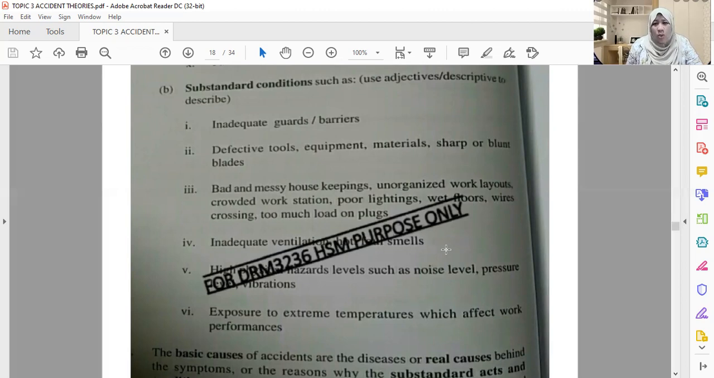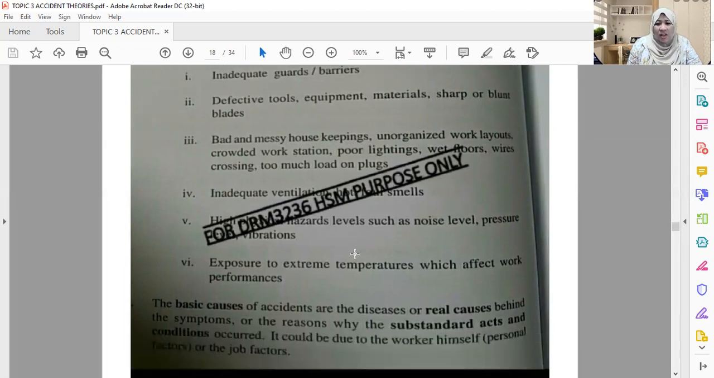Alright, and then wires crossing. Ini kalau ada like we told just now, like dangling wires, okay, selirat, okay, and too much load on the plugs. This is related to your case study. Inadequate ventilation, and then they have a very poor smell, hot and poor smell. Maksudnya bila awak ada aircon contohnya, misal kait dengan ventilation ni, when you smell it like this aircon, maybe it has a bad smell, okay, so meaning to say there must be something done on that.